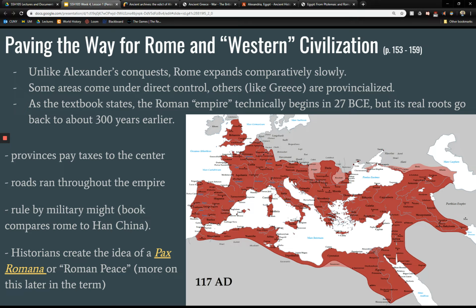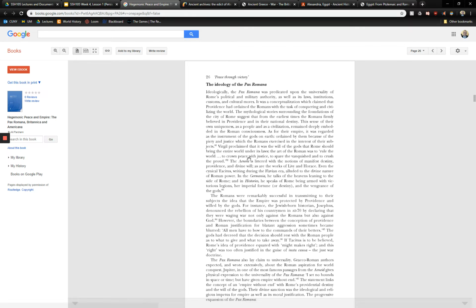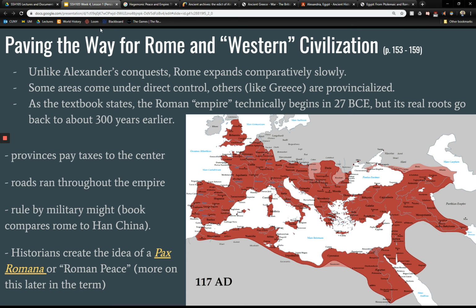Historians create this idea of a Pax Romana, or Roman peace. We'll talk about this maybe a little bit later in the term, but the book talks about it, and you can click here to learn a little bit more. There's this section of the book that is kind of interesting, which talks about the Pax Romana. There are other paxes, a number of others, at least a half dozen of them.